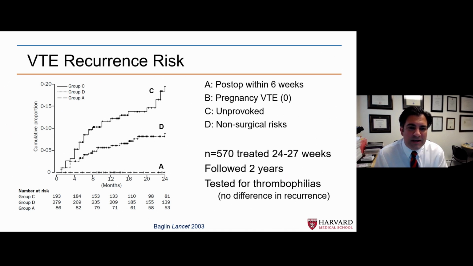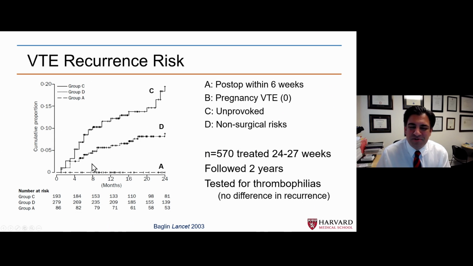And when you look at VTE recurrence risk, this was a cohort of 570 patients followed for 2 years after their initial treatment, and there was no difference in recurrence based on thrombophilia status. What did predict risk was the situation that provoked it in the first place. So patients who had a post-op VTE in the first 6 weeks had no increased rates of recurrence, whereas patients with unprovoked thrombosis had rates as high as 20% at 2 years.